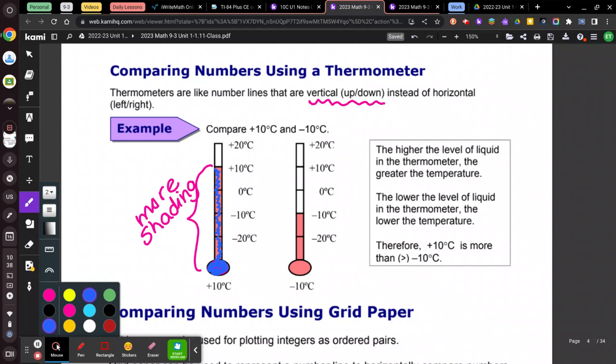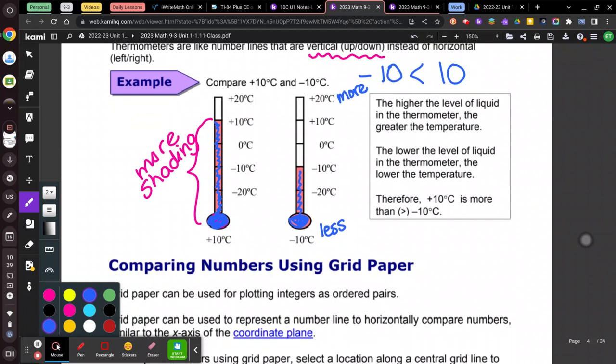On the next one, we start at the bottom too, but we only go up 2 spaces. The other one went up further. So we would say -10 is less than +10, because it's lower down on the thermometer. The ones at the bottom are less. At the top is more. So the further they go in shade on the top, that's a bigger number. Okay, so more shading means it's a bigger number. All right, turn your page. Or actually, we're just sliding down the page.